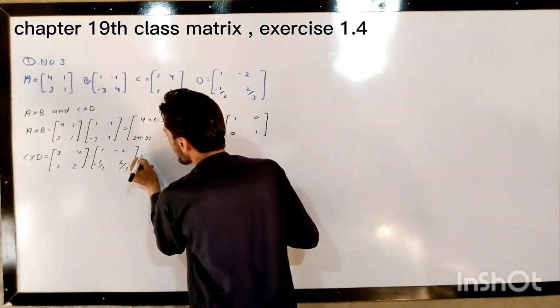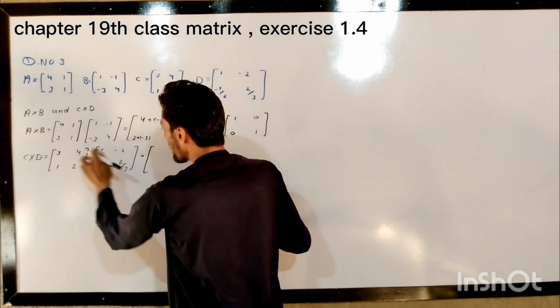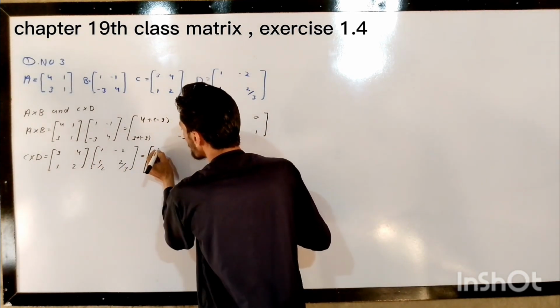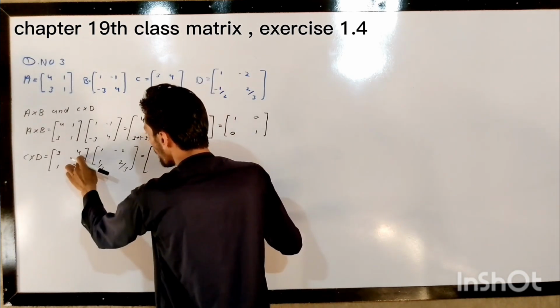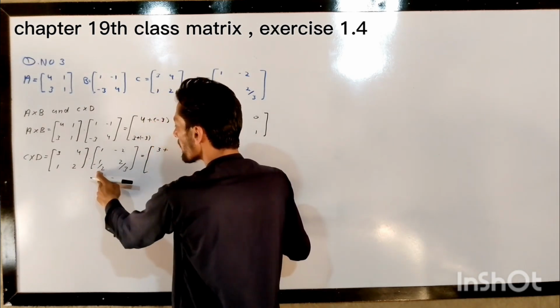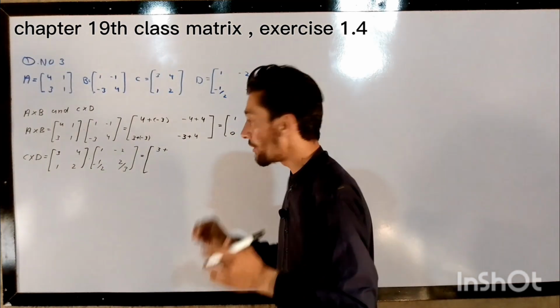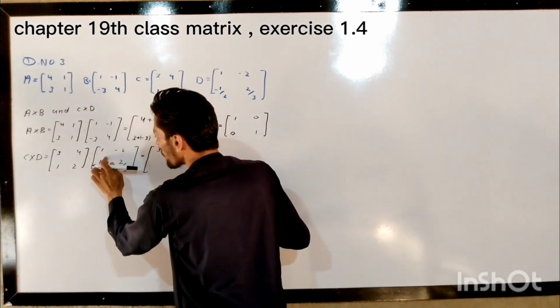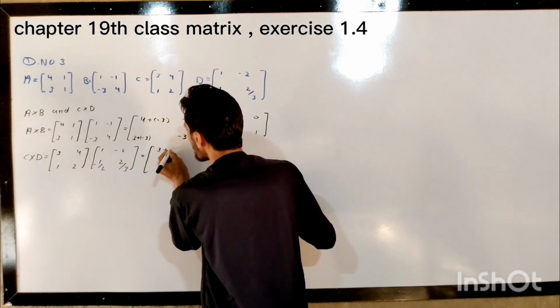So giving the product to it: 3 multiplied with 1 will be equal to 3, plus 4 multiplied with 1 over minus 2. This will be 4 multiplied with 1, which is 4, and divided by 2. It will be minus 2.